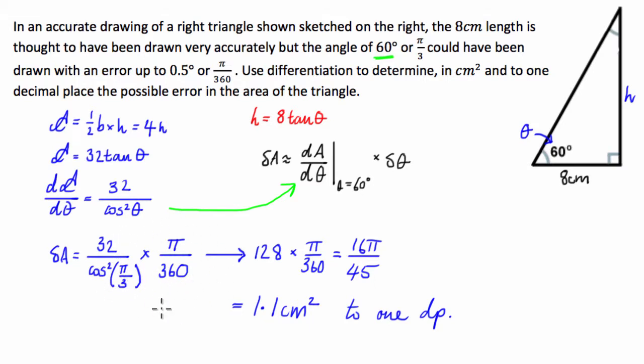Now, I always put my degrees in radians just so I'm more comfortable that way. So this is the radian equivalent of 0.5 degrees. And then I just multiplied them both together like the incremental formula asks us to, and out pops our answer.